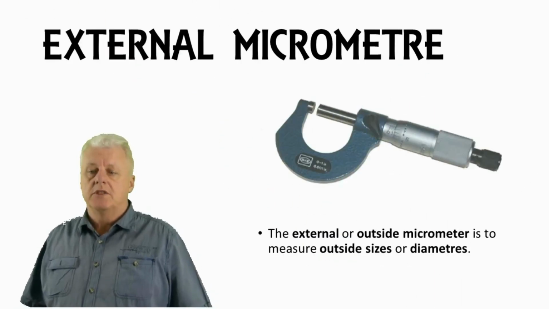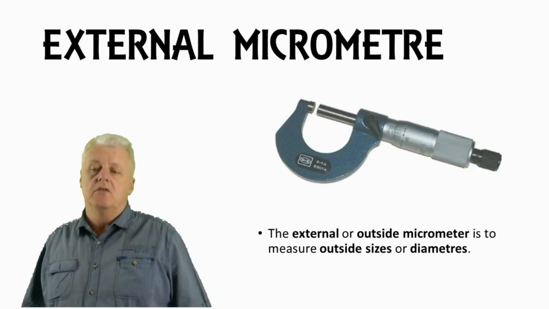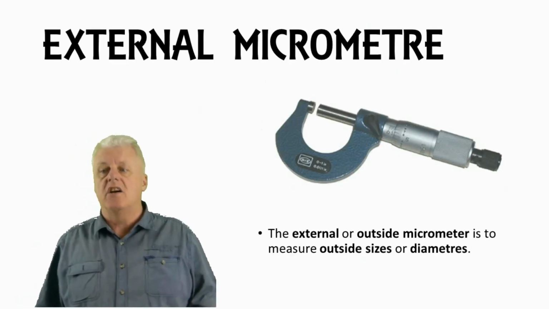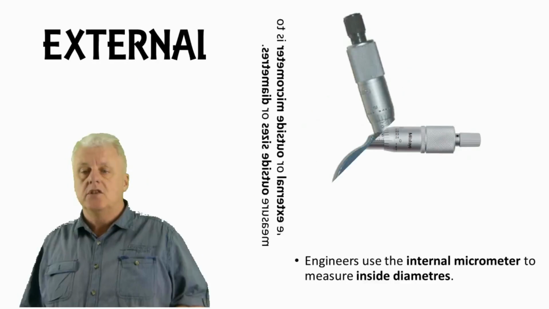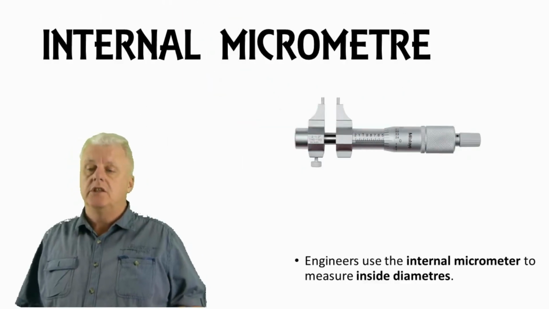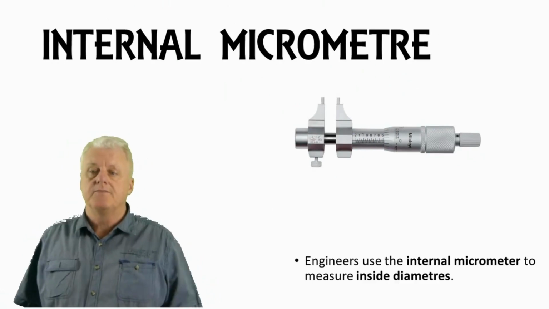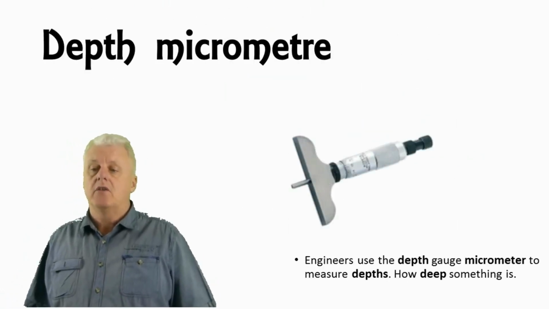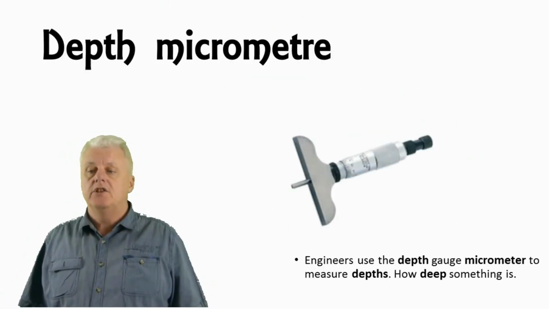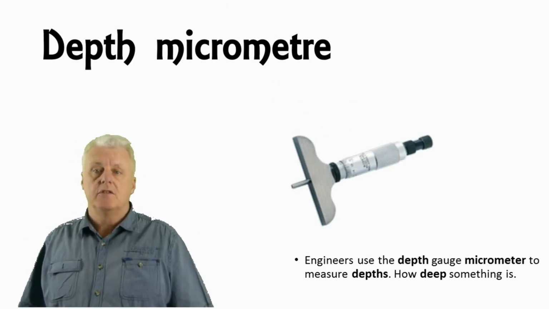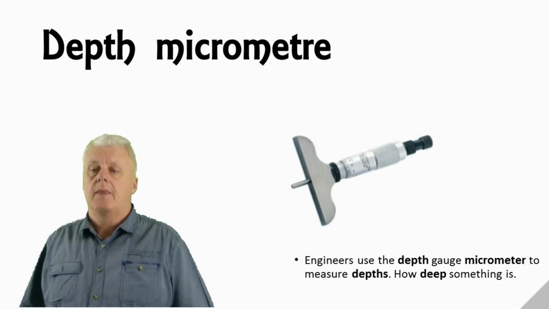External micrometer. The external or outside micrometer is to measure outside sizes or diameters. Internal micrometer. Engineers use the internal micrometer to measure inside diameters. Depth micrometer. Engineers use the depth gauge micrometer to measure depths or how deep something is.